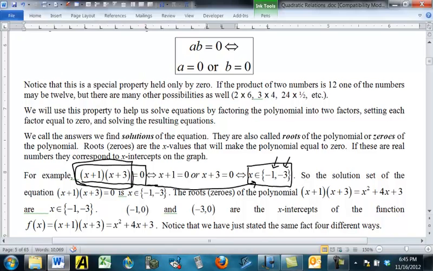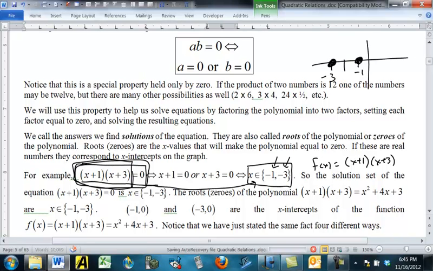If you're talking about this whole equation as an equation, then we say that these x values are solutions to that equation. If you're taking the polynomial and graphing it, like f of x equals x plus 1 times x plus 3, then these are going to be x-intercepts, where the graph crosses the x-axis at negative 1 and negative 3. So they correspond to x-intercepts of that function.